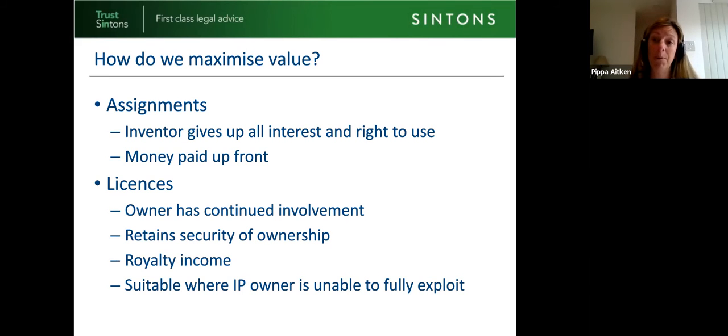Or you might want to give someone permission to use your IP, and that will be by way of a license. This way you continue to be involved in the development of the IP or the sale of it. You retain some security of ownership. You might want a regular royalty income. This is usually suitable where you may not have the resources or the expertise to fully exploit your IP. So you might like to get someone in to help you with the development of it or the sale of it.